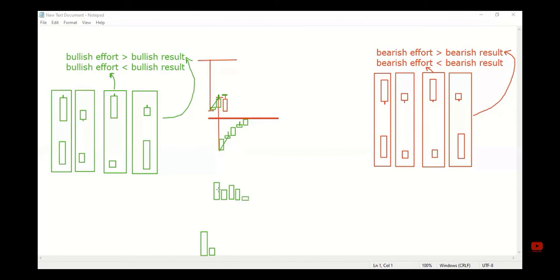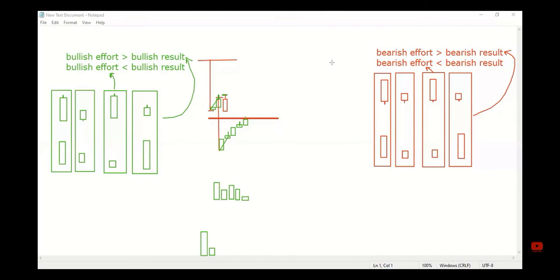So here, this candlestick, large candle, volume high, it's okay. Weak candle, volume low, it's also okay. Again, large candle, volume high, it's okay. Again, weak candle, volume low, it's okay. But again, large candle, and volume is low here. It's an anomaly here. And which term is this one? Bullish effort is less than the bullish result.